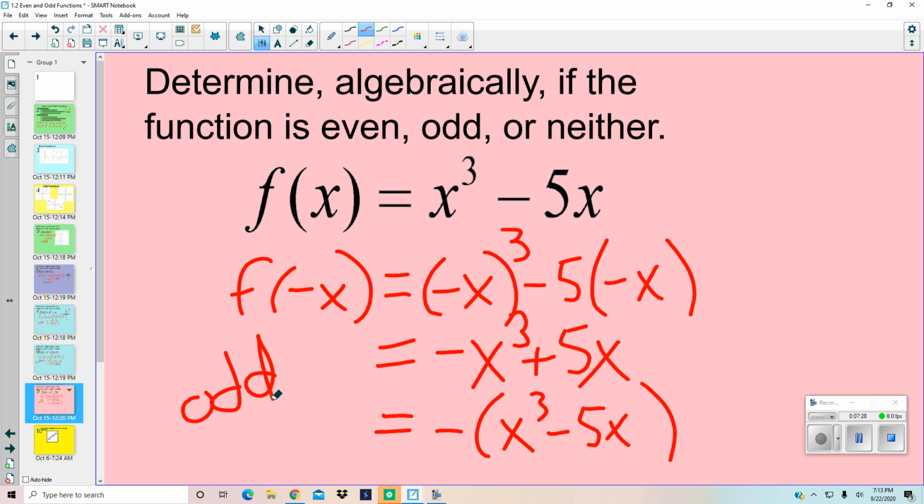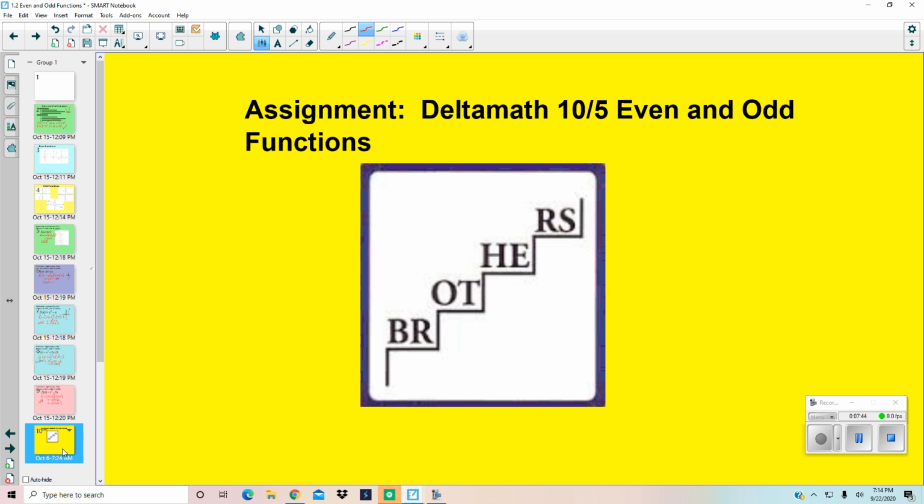All right, so plugging in negative x is what you have to do. If you get what you started with, then it's even. If you get the opposite of what you started with, then it's odd. If you get neither of those two things, it's neither. But also just look at the graph and see if you can tell whether it's even, odd, or neither.